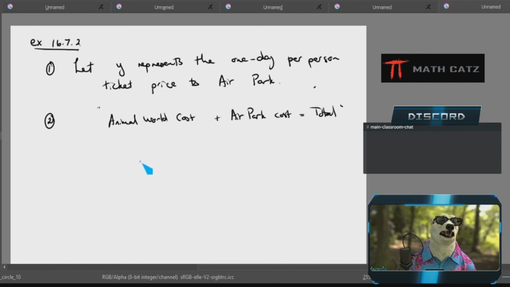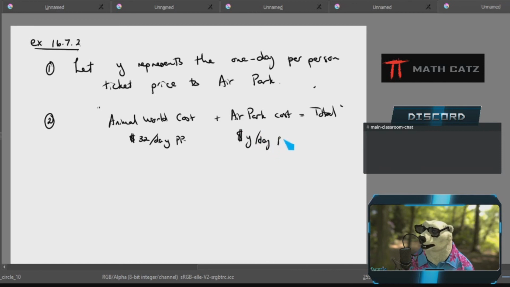The price for an Animal World ticket is $32 a day, 32 per day per person. I'm writing notes here for myself to get it out of the word problem, out of the sentences, and help myself. We decided that the Air Park ticket is going to cost y dollars per day per person. That's just a reminder for me. I need it. I choose to write it.